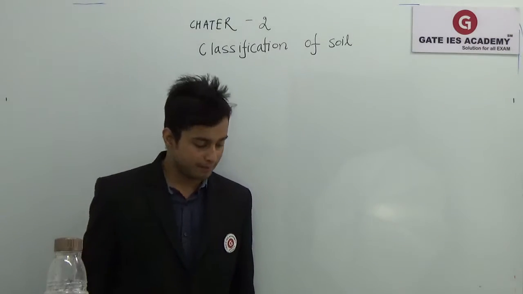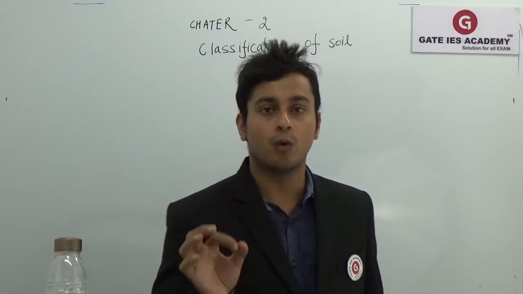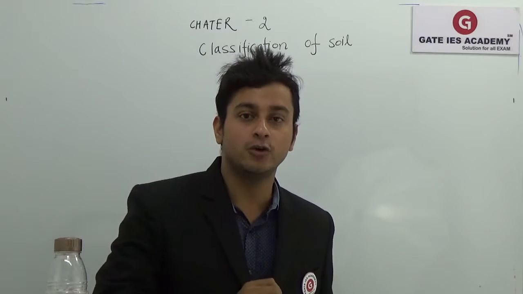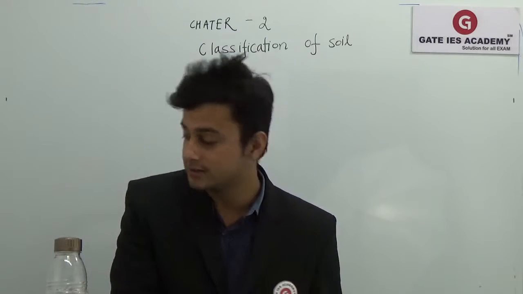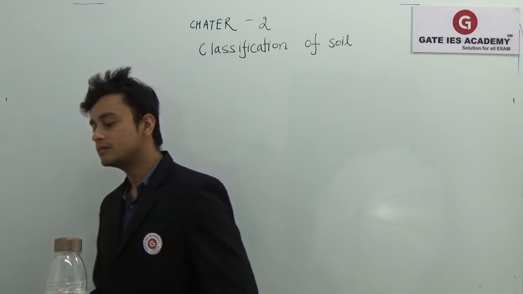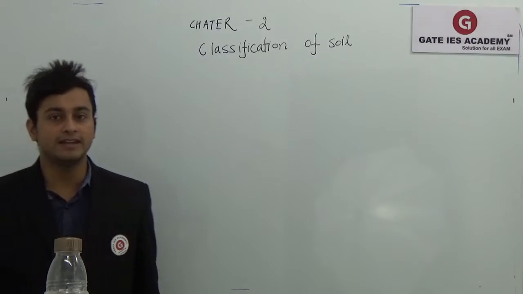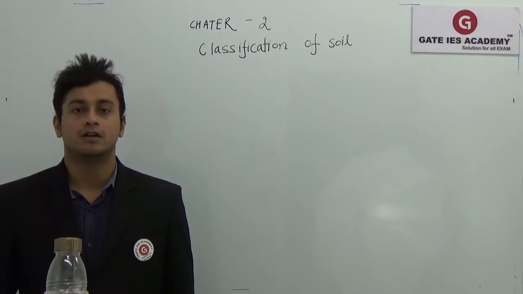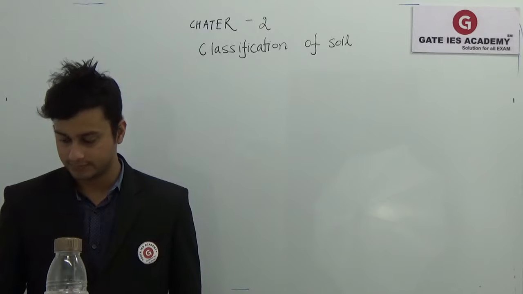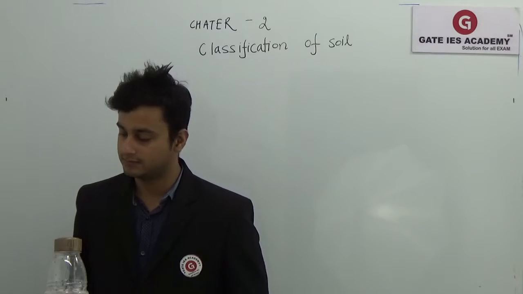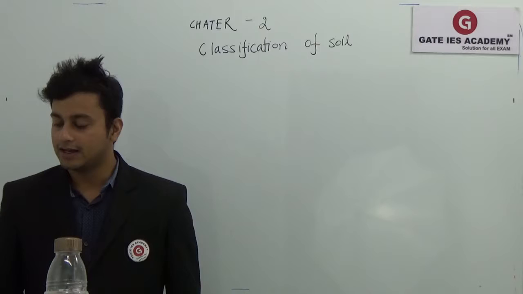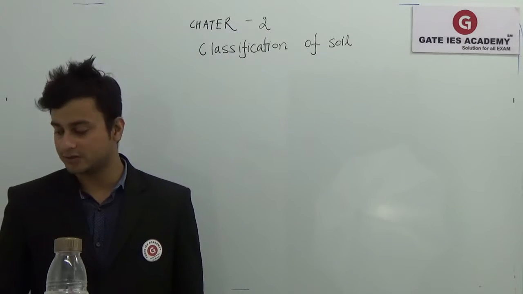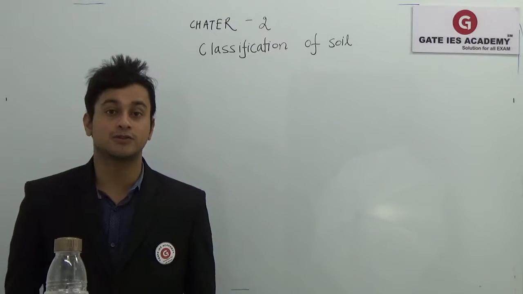So write down why, because first of all we have to know why we are actually classifying the soils. You should know why you are actually classifying the soils. So firstly, write down: classification of soil means sorting the soil into groups showing identical behavior. Classification of soil is done on the basis of index properties of soil.